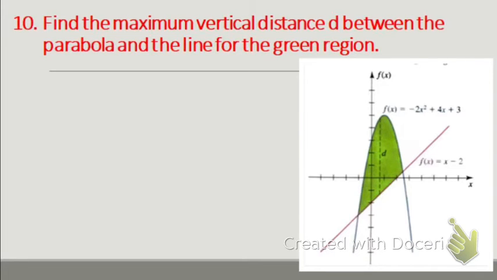There is more than one way I can go about doing this. The most straightforward way with the fewest number of steps. Which of these shapes is on top, the parabola or the line? The parabola. So if I want to find the distance between these two, I'm going to take the parabola, the one that's on top, and I'm going to subtract the line. Parabola minus the line.